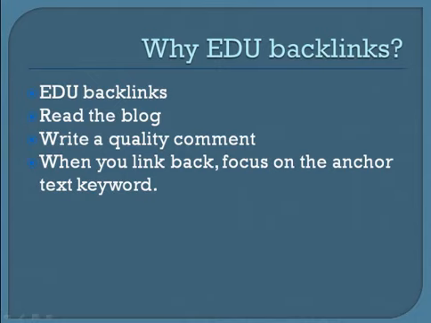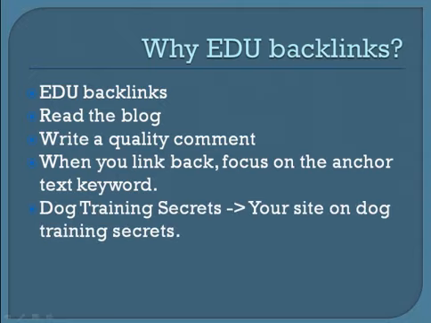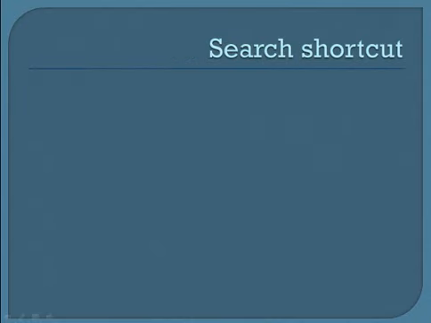Let's say, for example, the anchor text keyword is dog training. If that's the case, then it links back to your site and your site talks about dog training. It's a relevant backlink. It's not just some low quality backlink. So like I said, dog training secrets, your site has to be on dog training secrets. You can't get a backlink and just forward it to a different topic or niche.